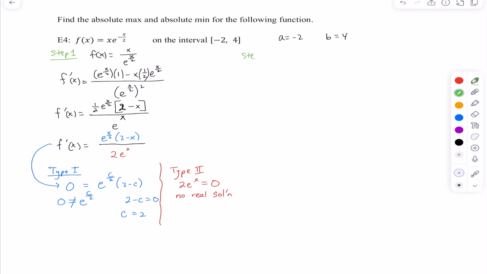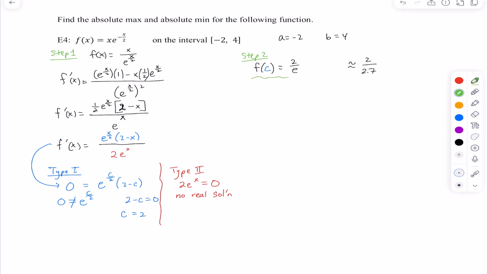We're ready to proceed to step 2, which is to evaluate the function f at the critical numbers. In this case, we only have one of them. That's 2 over e. And if you're wondering how much that is, that's about 2 over 2.7. That's about 2/3.